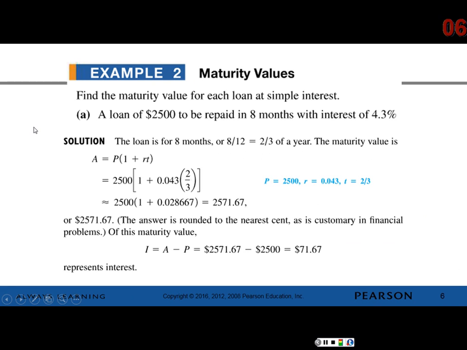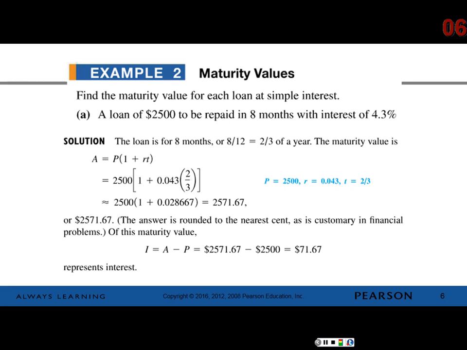The way that we find the answer to that is we plug into the formula. A is our future value. It's what we're looking for. The principal, the amount we invested, is $2,500. And then the loan is for 8 months. So for 8 months, 8 over 12 is 2/3 of a year. You could actually just use 8 over 12. You don't have to change that to 2/3. And that would be then 1 plus 0.043. That's the interest rate of 4.3% times either 2/3 or 8 over 12.